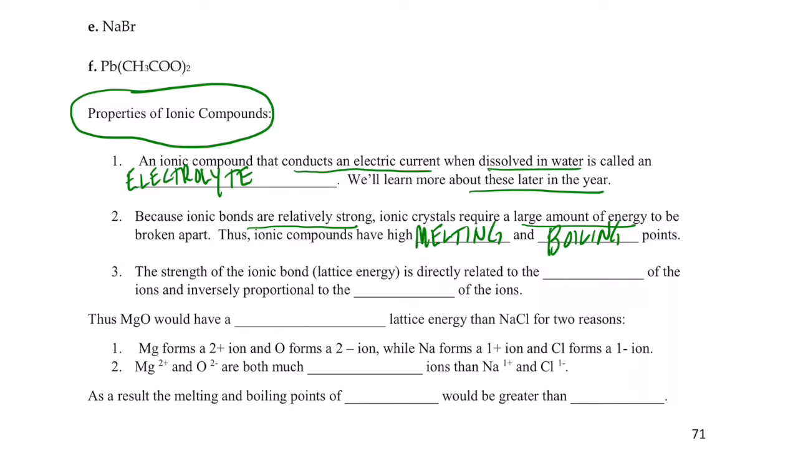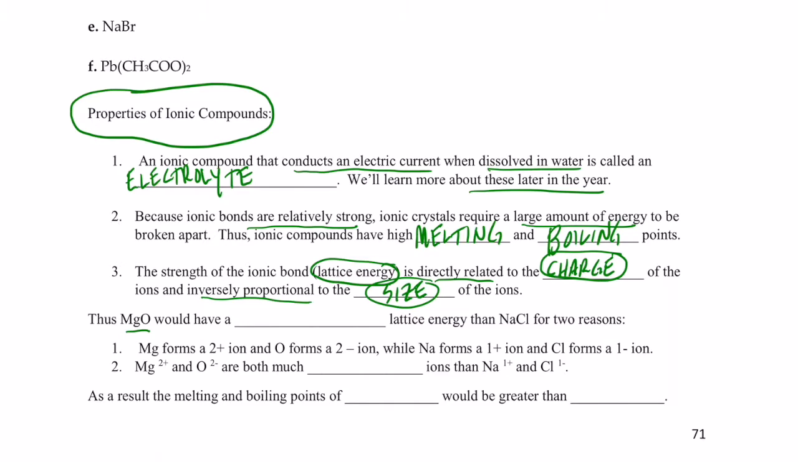And then third, the strength of the ionic bond, something called the lattice energy, is directly related to the charge of the ions and inversely proportional to the size of the ions. Now what does that mean? That simply means directly related to the charge. As the charge of the ions gets bigger, the lattice energy gets stronger. And inversely proportional to the size means as the size gets smaller, the lattice energy gets bigger. It's harder to break them apart.